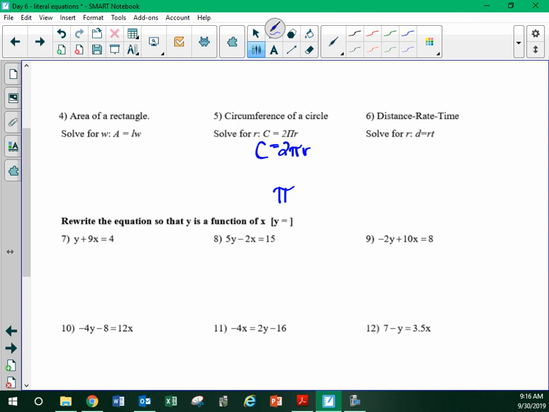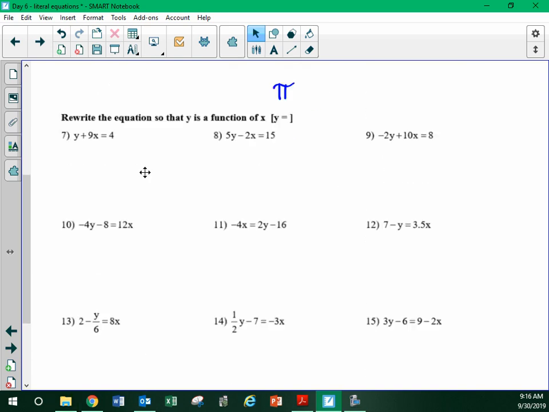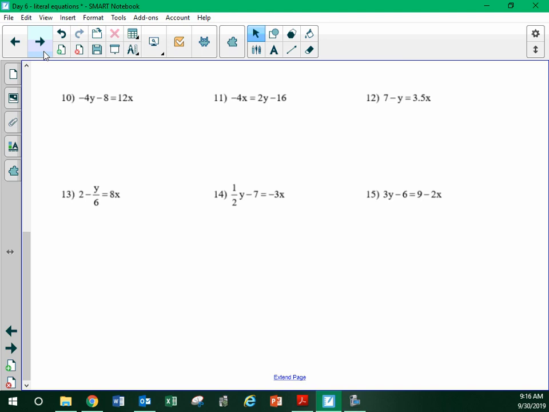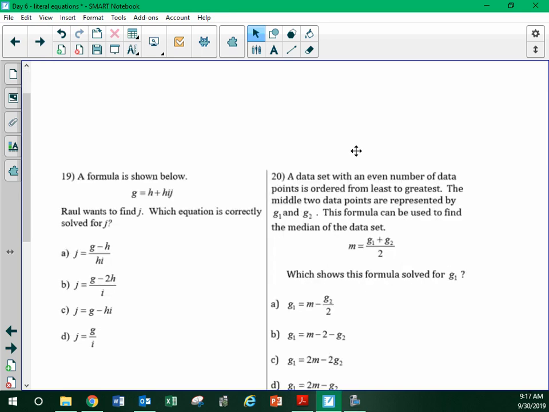Would we be able to write it out as 3.14, or do you want us to keep it in the pi? I want you to leave it in pi because 3.14 is just a rounded number, an approximation. Pi represents the whole big long decimal. So on the front side, they actually told you what those represent. You don't have to know what they represent, but it's nice to know what it is you're doing. And here, notice it says rewrite the equation so that y is a function of x. Y is, y equals.